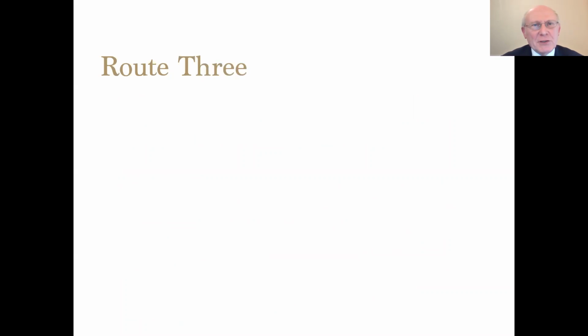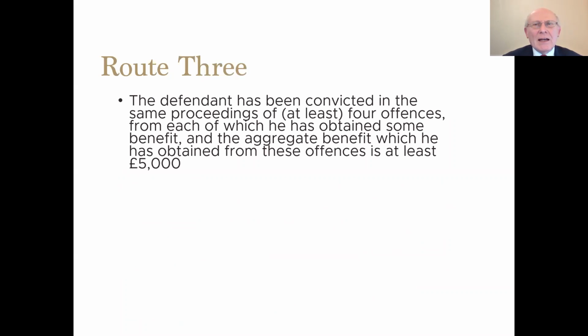Okay, that's route 2. Route 3, the defendant has been convicted in the same proceedings of at least 4 offences, from each of which he has obtained some benefit, and the aggregate benefit obtained from these offences is at least £5,000.